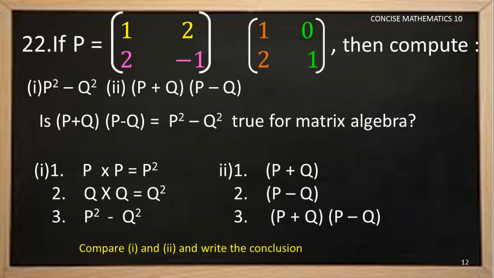So like this, while solving the problems, we are going to get a few concepts. Kindly note down in your classwork as a note that commutative property of multiplication does not hold good. Distributive property of multiplication over addition and subtraction holds good for matrices, and the identity a square minus b square is equal to (a plus b) into (a minus b), this statement is not true for the matrices.